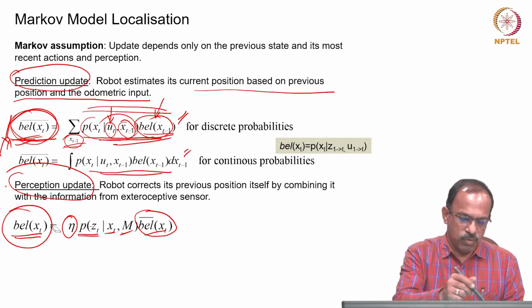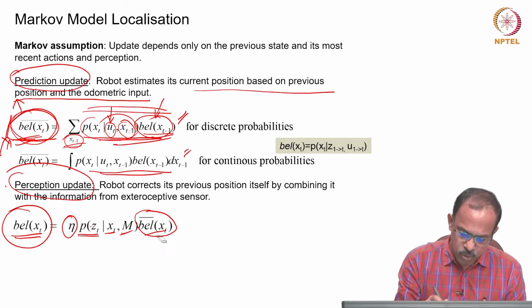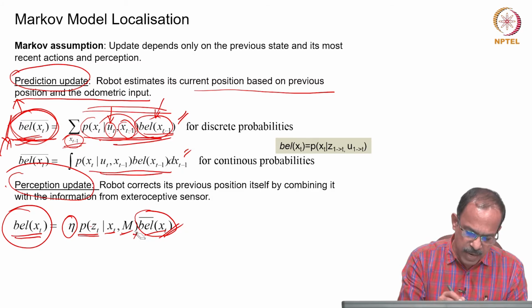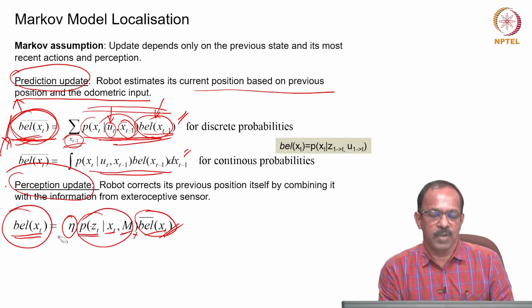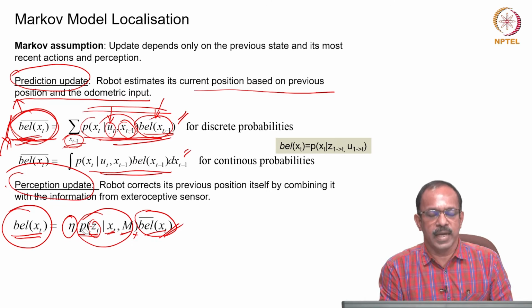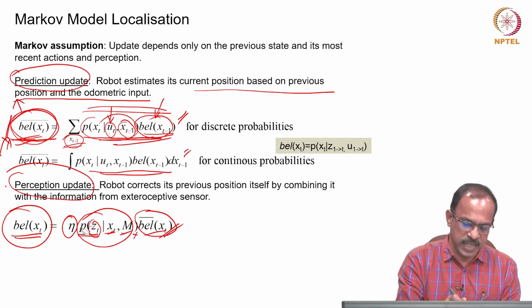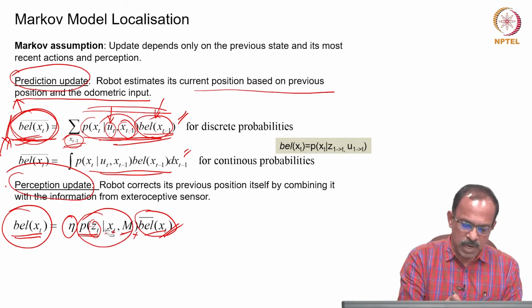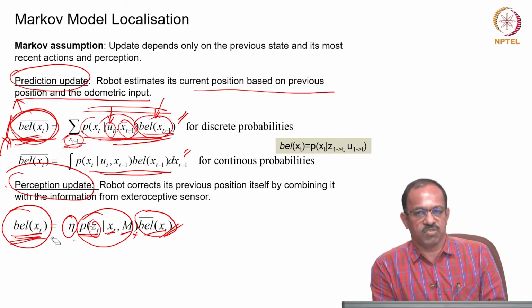Otherwise, the eta does not have any significance, but it is used to make sure that the total probability is 1, because now we have a belief state xt calculated from the control input. That is multiplied by the probability, based on the map information, that from xt the robot is getting the feature information zt. These two probabilities are multiplied to get the new belief state, that is the belief xt.